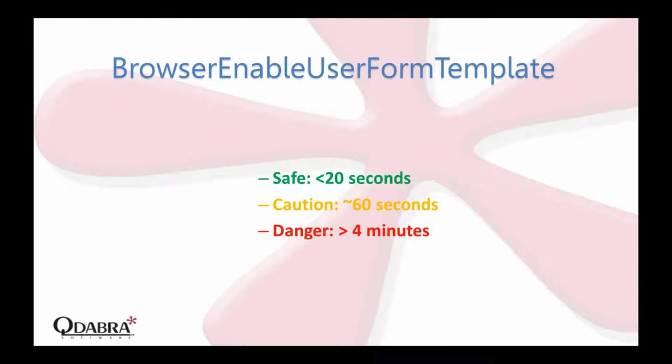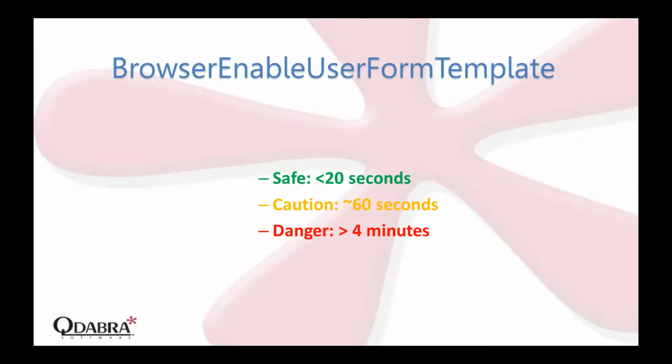Now, this browser enable user form template step, as I'll mention later, by default, SharePoint, when you're publishing a form to the Sandbox, when it's got code in it or it's got QROs in it, SharePoint will only allow that to run by 30 seconds by default. So it's usually a good idea to keep that time as low as possible, so you can keep the timeouts as low as possible on your SharePoint machine.